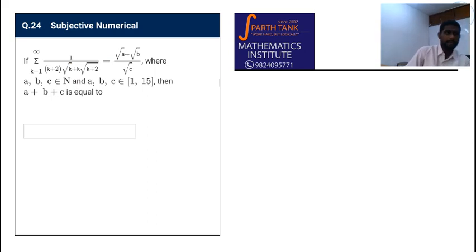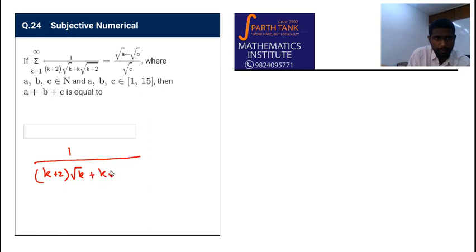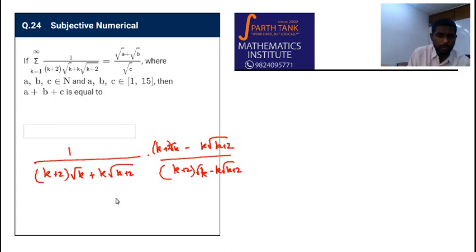Last but one problem, the summation 1 to infinity of 1 by k plus 2 root k plus k into root of k plus 2 is equal to something, and then what happens to all this? Let us try to rationalize this. That is, it is 1 by k plus 2 root k plus k into root k plus 2, multiplied by, I might multiply by k plus 2 root k minus k into root k plus 2 and divide by the same, k plus 2 root k minus k into root k plus 2.